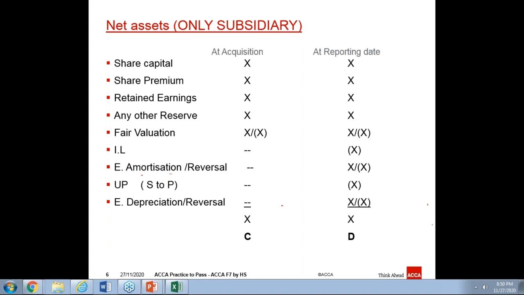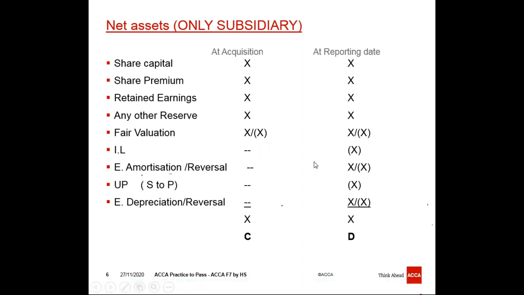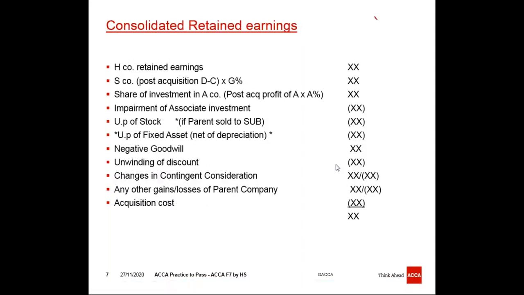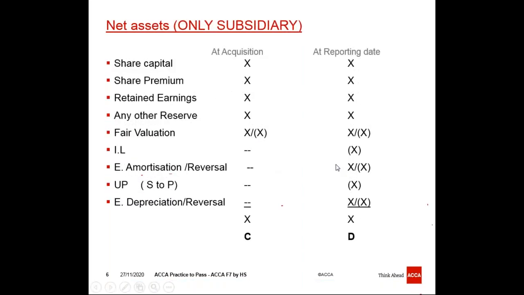Now you have to do the fair valuation adjustments, because according to IFRS 3, all the assets and liabilities of the subsidiary should be measured at the fair value at the date of acquisition. So sometimes it might be an upward revaluation, or sometimes it might be a downward revaluation. So whenever we have an upward revaluation, then you have to do an excess depreciation adjustment. And whenever we have a downward revaluation, there must be a reversal of depreciation.